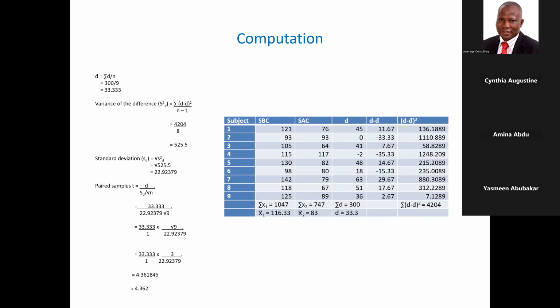You need it. That's the second to the last column: D minus D bar. You begin to remove D bar from each D, and then you square it, which is D minus D bar squared. Now, the summation of it is 4,204.